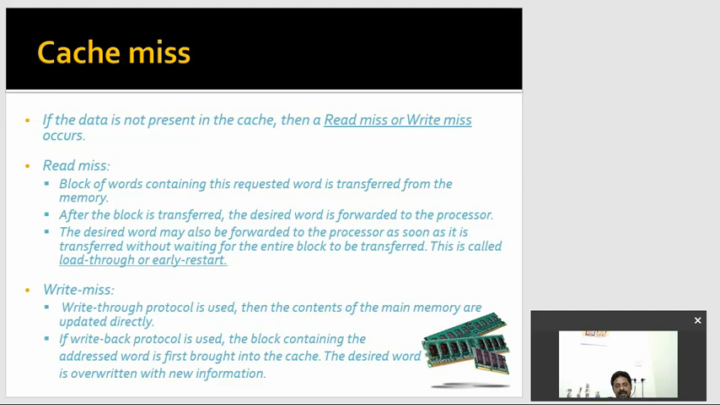Write miss. Write through protocol is used when the contents of main memory are updated directly. If write back protocol is used, the block containing the addressed word is first brought into the cache. The desired word is then overwritten with the new information.